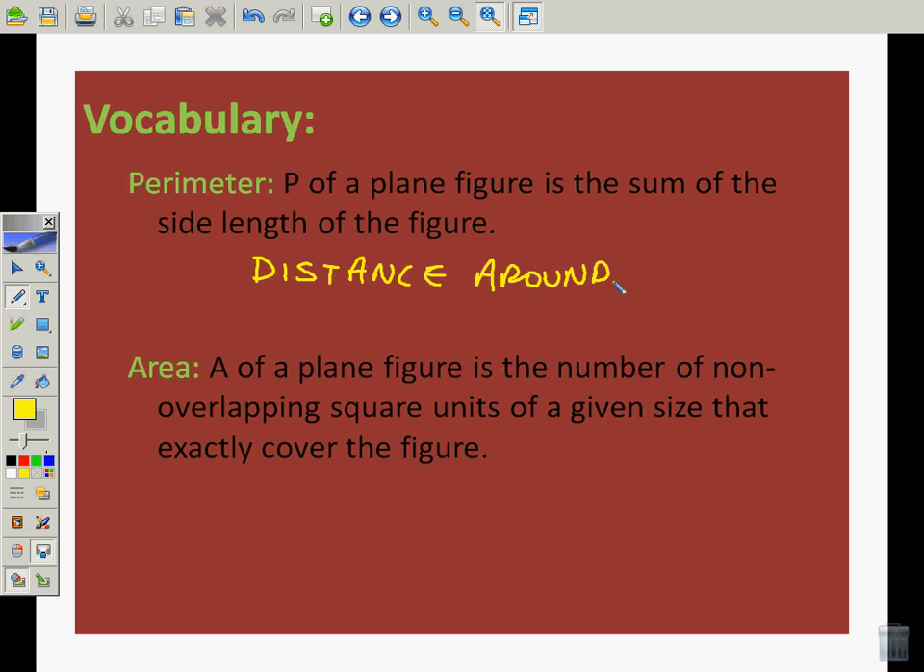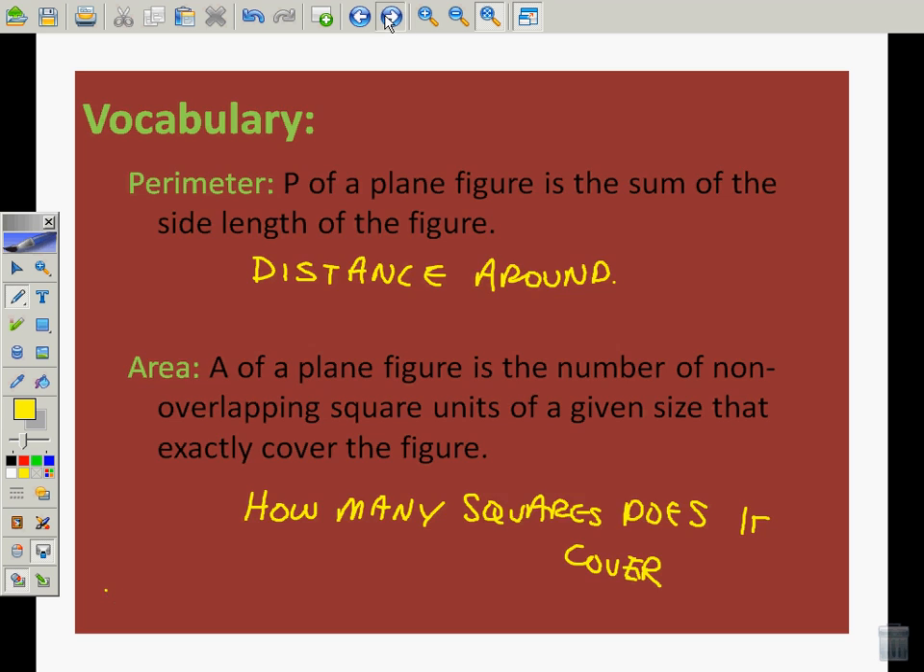Area of a plane figure is the number of non-overlapping square units of a given size that exactly cover the figure. How much area does it cover? How many squares does it cover? Now, those squares can be different sizes, but basically what we're saying is how many squares does it cover? And once again, what we're talking about is of a certain size. Now, they could be inch-wide squares, they could be centimeter-wide squares, but at the end of the day, how many square units does it cover? Okay? A little bit of background vocabulary there.